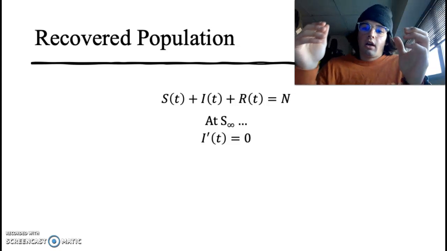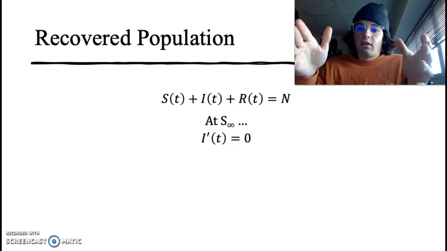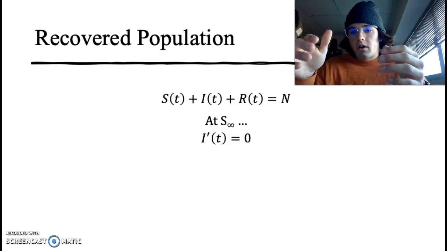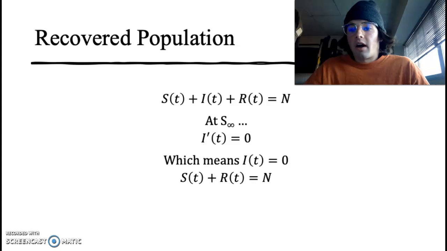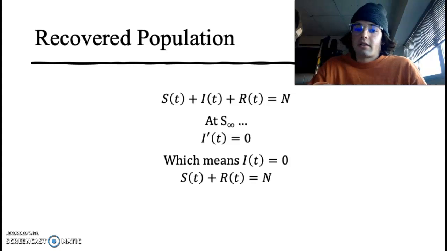So if the derivative of that is 0, that means that there's no persons in the infected group. So that means that I of t is 0, which means that we can cancel out that I of t, which just gives us S of t plus R of t equals n.